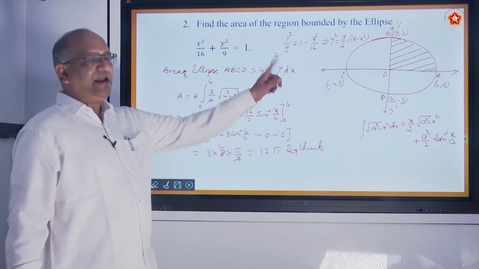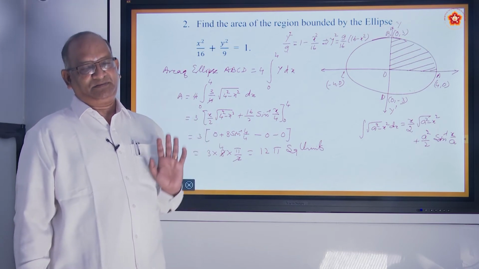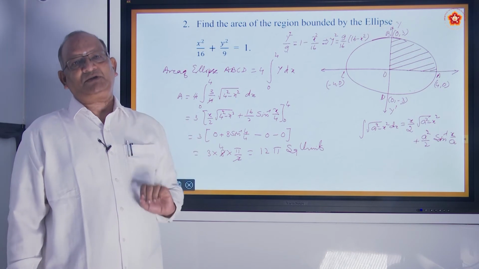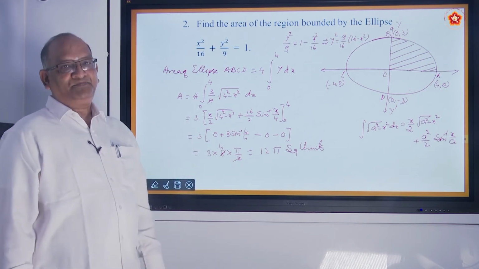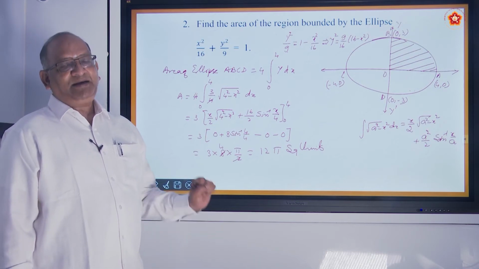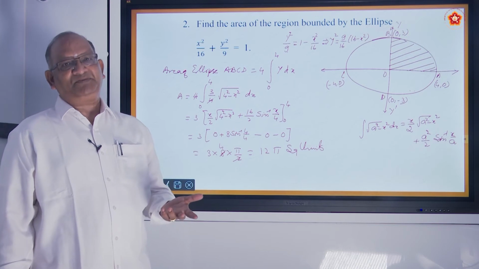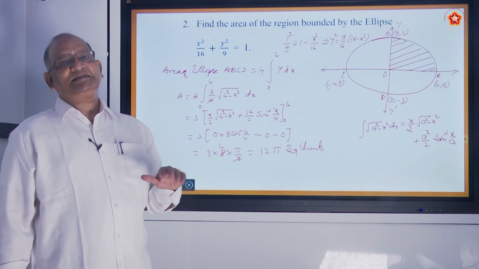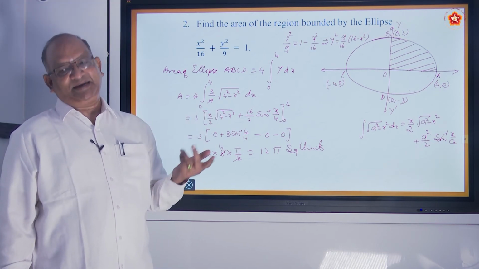So, the total area of the ellipse is 12 pi square units. How did we calculate? We calculated the area 1/4 multiplied with 4, we got the total area. So, in this manner, we will be able to solve very simple problems. There is not much difficulty, just one simple formula, y dx or x dy, depending upon whether the strip is along the y axis or x axis.